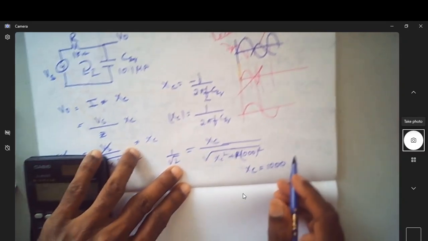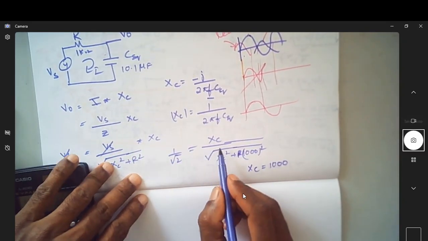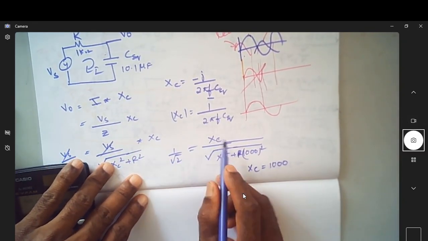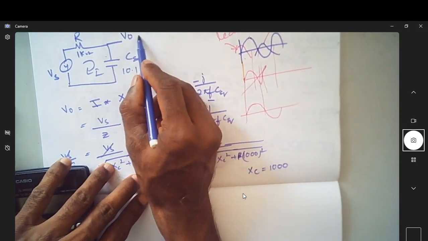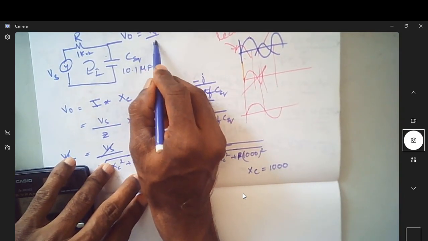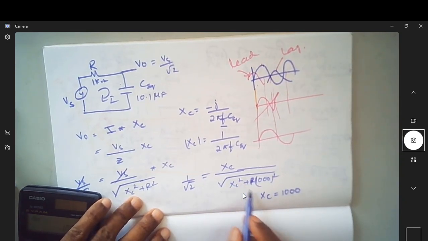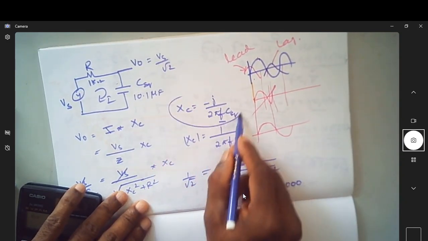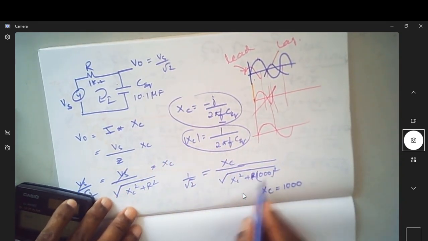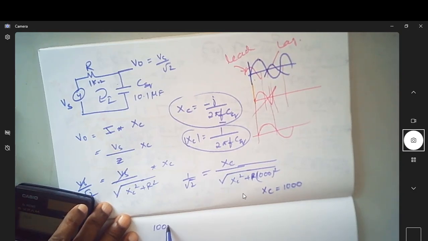Now when XC is 1000, you will get the output equal to Vs by root 2. So now if you just go here and try to equate 1000 is equal to 1 over 2 pi f into C equivalent. What is C equivalent? C equivalent is 10.1 microfarad.